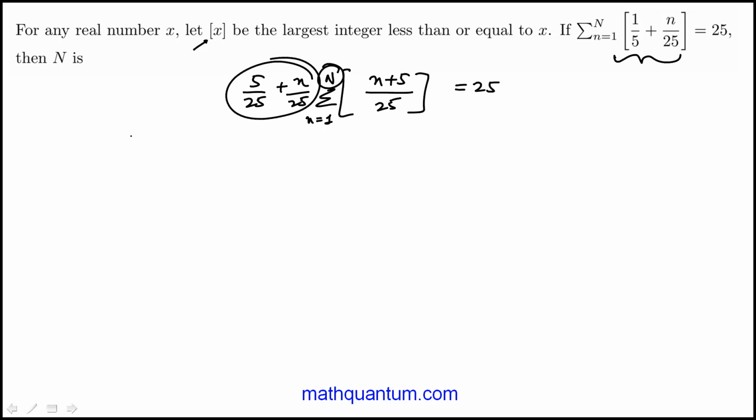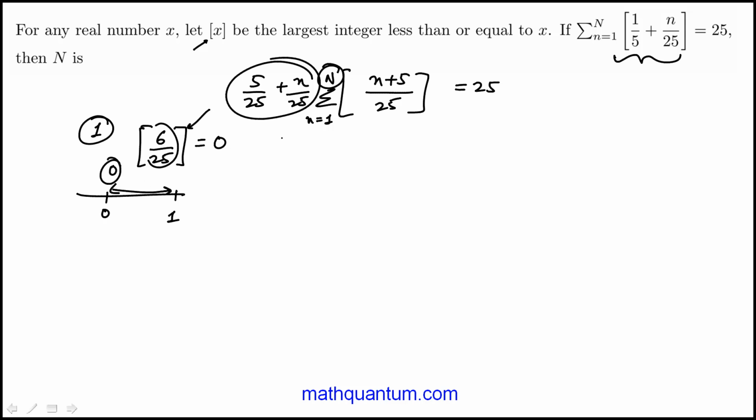So for example, if n is 1, so you can always just start with some values and see what happens here. So this would be 6 over 25. Now, the largest integer that's less than or equal to 6 over 25 will be 0, because it's a number less than 1. That's the largest integer that's less than, meaning if you're looking on the number line, all of these here between 0 and 1, this function would be 0. So we know that if we go to 2, this would be 7 over 25, 8 over 25. These are all going to be 0.